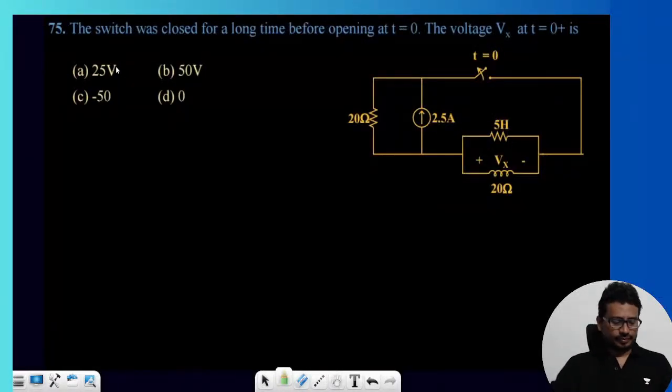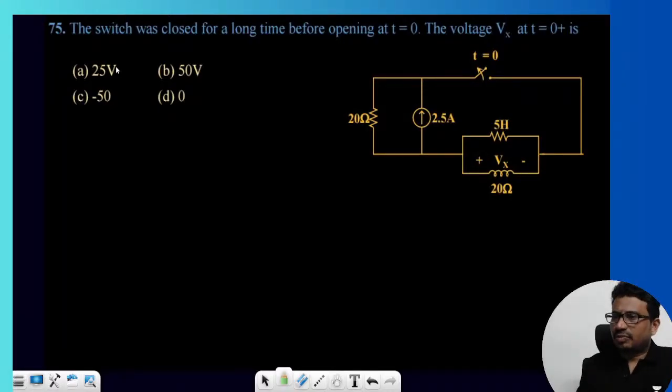Next one. The switch was closed for a long time before opening at t equal to 0. The voltage Vs at t equal to 0 plus. The switch was closed for a long time, that is initially at t equal to 0 minus it is closed. Now here the inductor reaches steady state. So tell me now what is the current through the inductor.